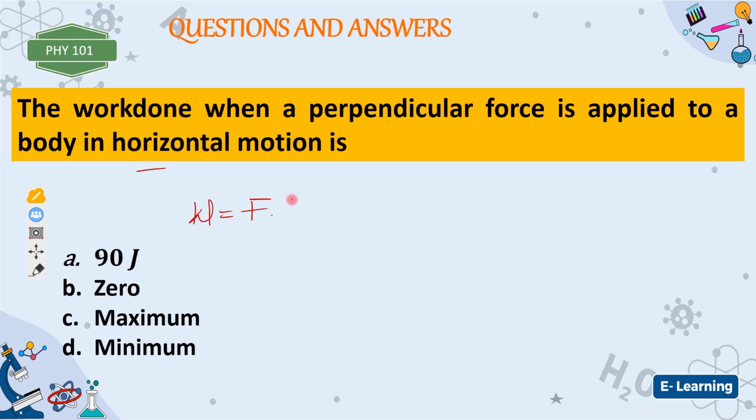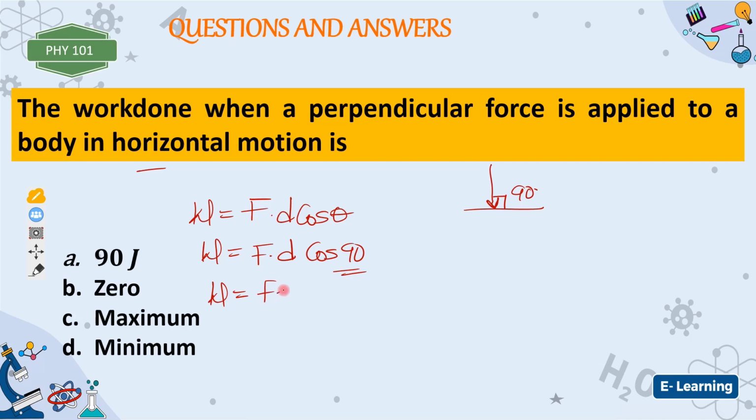Work is F times distance times cos theta. Now, if a perpendicular force is applied to a body in horizontal motion, it means that the angle between them is 90 degrees. So therefore, W will be F times D cos 90. And cos 90 will give us 0. So everything here will be F times D times 0, and the work done in that case would be 0. So the correct answer to this question is option B, which is 0.